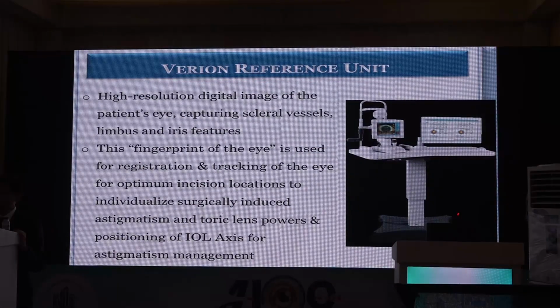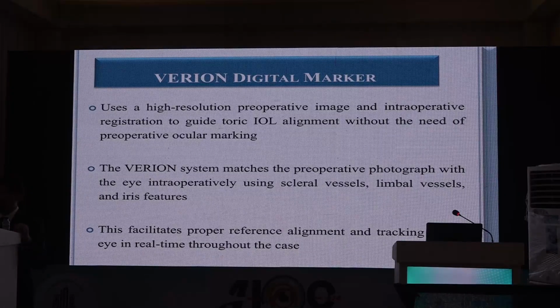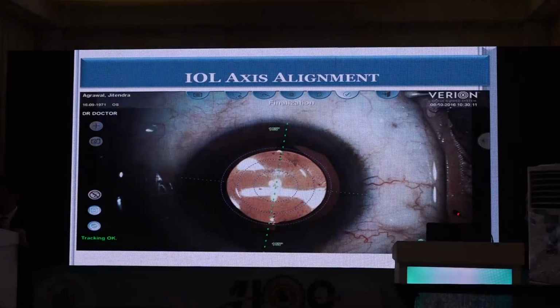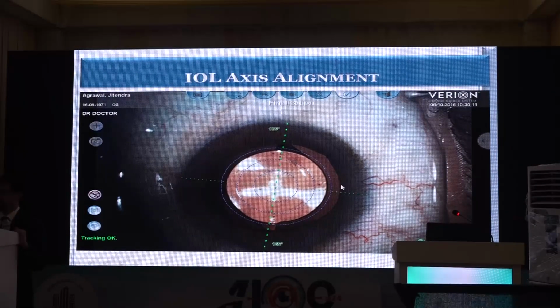Varion reference unit is there with the Alcon system, and it basically measures the axis based on the scleral blood vessels and the uveal structure. It gives you the idea about the axis. And this is how it looks when you place the IOL along the axis. This is how you have to align it.